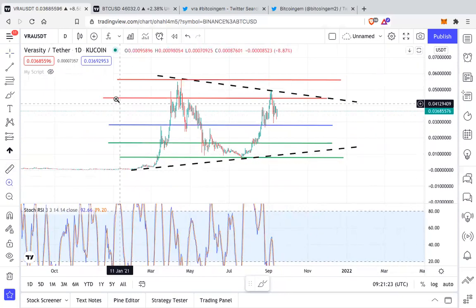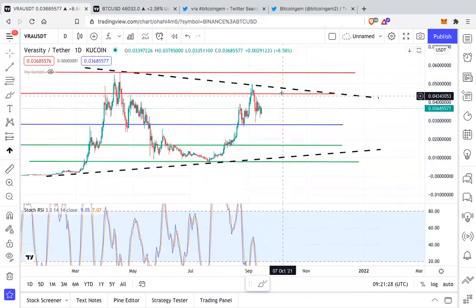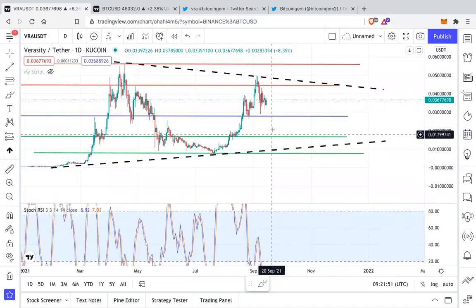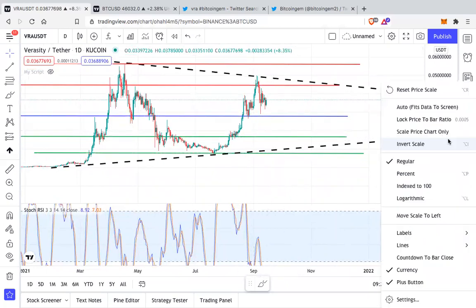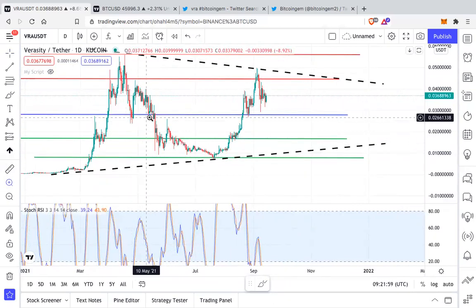For immediate support and resistance, currently the immediate resistance is at around 0.045, and the next immediate resistance will be at around 0.056, and the current support is at 0.027. This entire region is now flipped into support, which is at around 0.016. I don't think we might go that low, but just to give you the entire picture, this is flipped into support at around 16 cents.